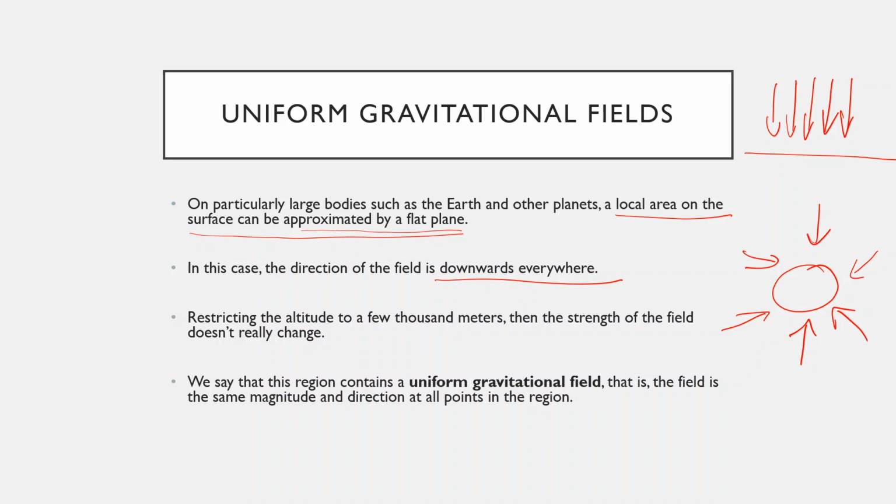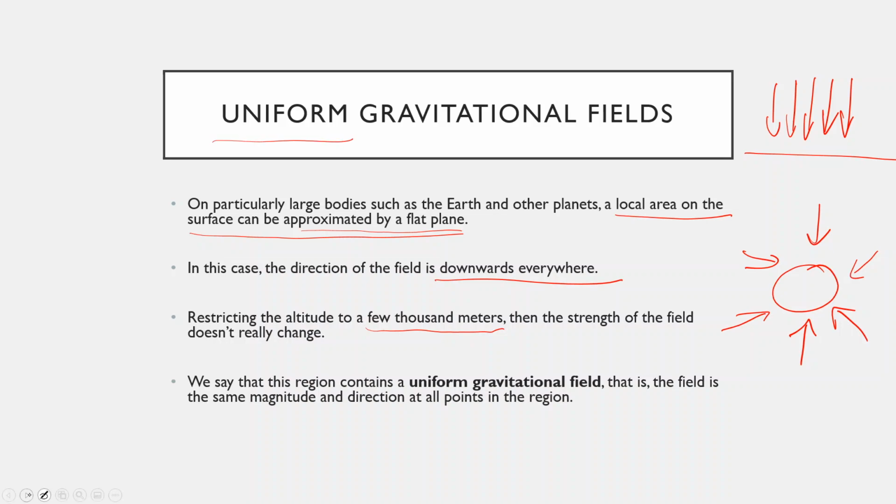In fact, I'm going to show you a good Vsauce video that you can watch called Which Direction is Down. It's a really interesting video talking about why objects fall in the first place, sort of giving you an introduction to general relativity. Now, we've also got to talk about not being too far away from the object that's exerting the field. So we can't be too high up in the sky. Restrict yourself to a few thousand meters, and then the strength of the field doesn't change. So the strength and the direction of the field have to be the same in order for it to be uniform.